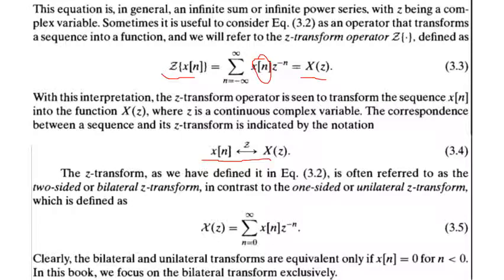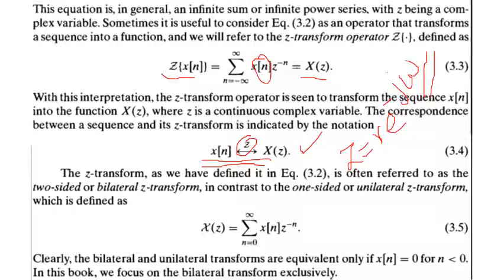With this interpretation, the Z-transform operator is seen to transform the sequence. So Z transforms the sequence x[n] to X(z). And as I've told you, z is a complex variable and it's a continuous variable because z is equal to r e^{-jω}. This is continuous because of this omega. So z is a continuous complex variable, and this is the correspondence between the discrete time signal and the Z-transform.